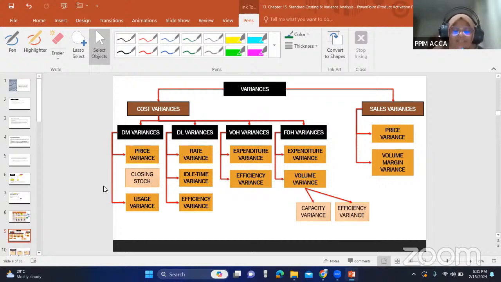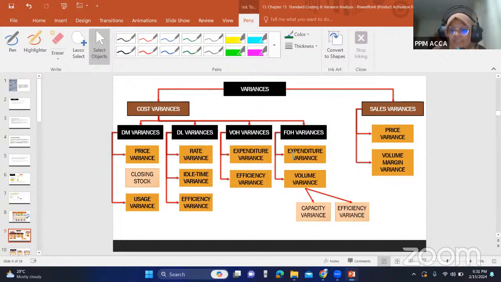Closing stock is not a variance, but when we are doing this variance analysis, sometimes we can value our closing stock. We will see with the question how that works. Direct labor, we have the rate variance, meaning the amount that we pay is higher or lower than the budget. Idle time variance is the amount of time we pay our workers for not doing anything. Efficiency variance depends on whether they did the work faster or slower than budget. Variable overheads, expenditure is the amount that we pay, whether it was higher or lower than the budget. Efficiency, again, whether our labor hours were faster or slower, because usually variable overheads go in line with the labor hours.